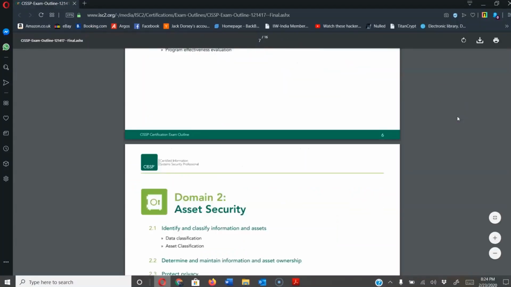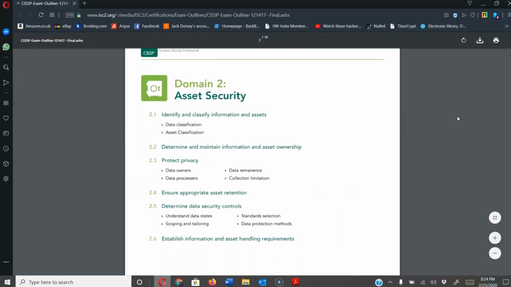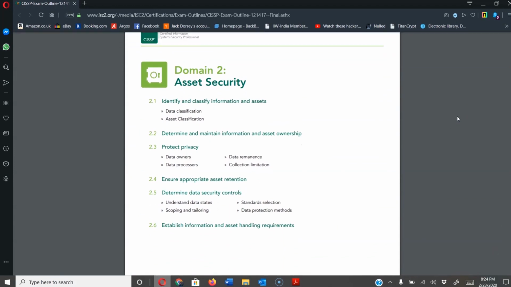So moving on to domain 2, asset security. We talk about assets. Okay, let's get into the definition of what an asset is. An asset could be anything that has a monetary value associated with it from the organization's perspective. It could be data, it could be virtual assets, it could be physical assets, it could be anything and everything. It could be a license, right?